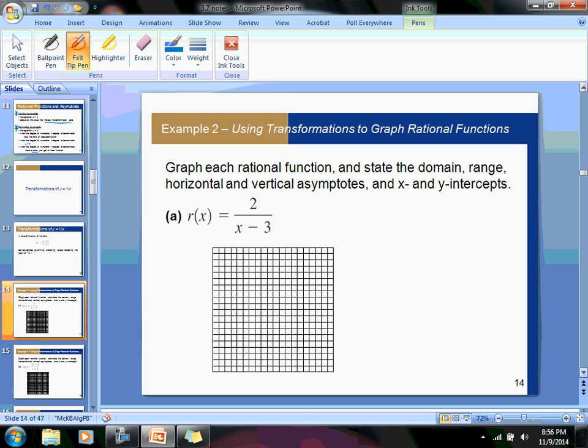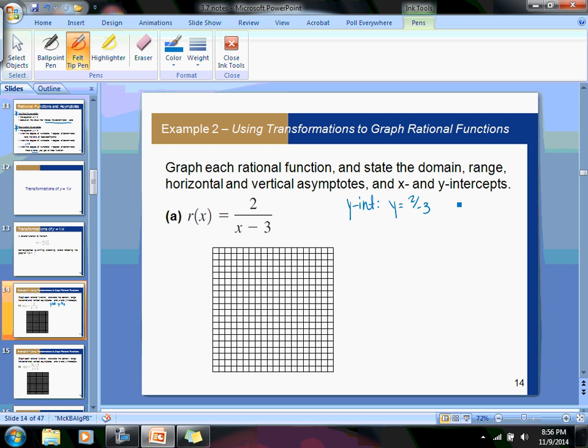Okay? So, for this function, we have 2 over x minus 3. Now, I like to start off by finding the x and y intercepts first. The y-intercept, you just plug in 0 for x. So if we plugged in 0 for x, we would have 2 over negative 3. So our y-intercept is going to be 2 over negative 3, or negative 2/3.